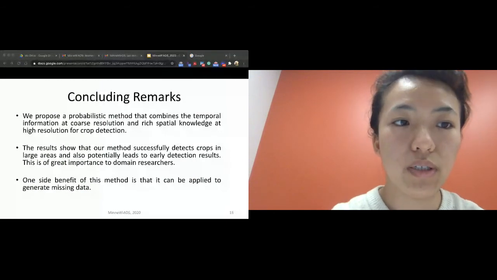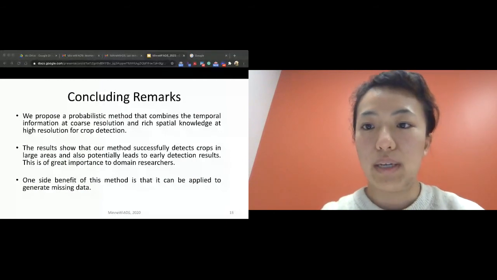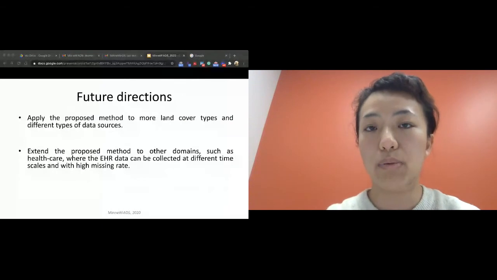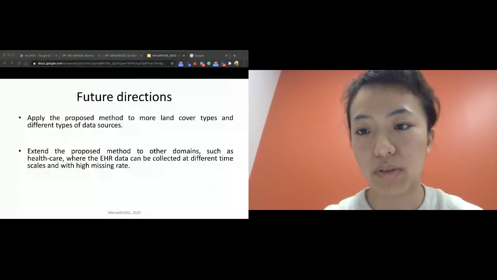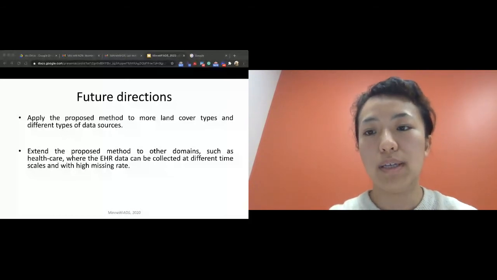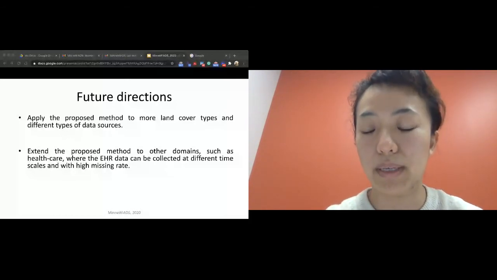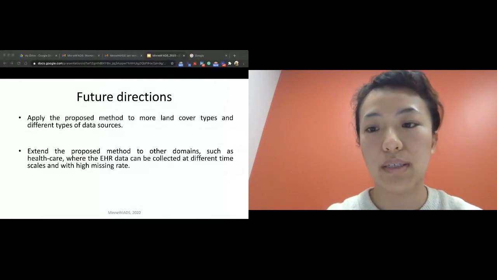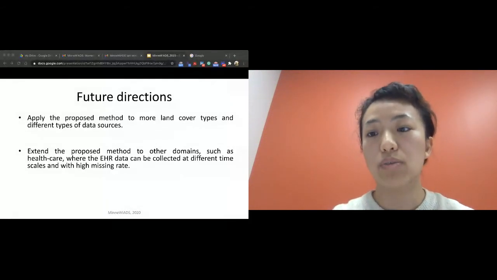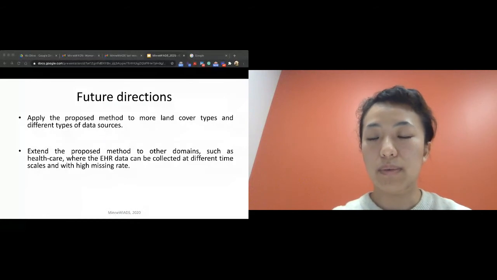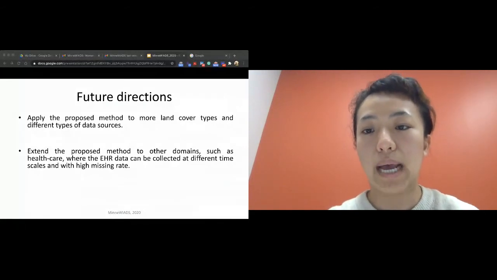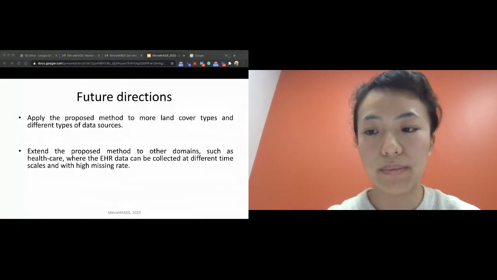So for future direction, we can apply the proposed method on more land cover types or different types of data sources. But what's more important is this proposed method can also be extended to other domains, such as electronic health record, because they can also be from different time scale with different missing rates.